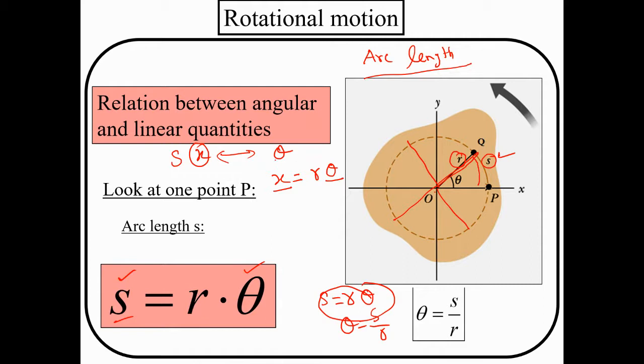But according to the diagram, the position x is written as s. Am I right? Yes, you are right. So I can write s equal to r multiplied by theta. The relation is just multiplying with r, right? Yes, every time we have to multiply with r because the object is under rotation.